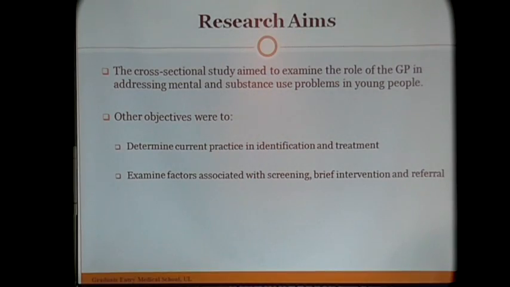So based on our previous work, we developed a GP masterclass which was held in UL back in April to improve how GPs address mental health problems in their practice. So the main aim of the current study then was to examine the role of the GP in providing early intervention for mental and substance use problems. Additional objectives were to examine current factors associated with identification and treatment, and also to look at factors associated with screening, brief intervention and referral.